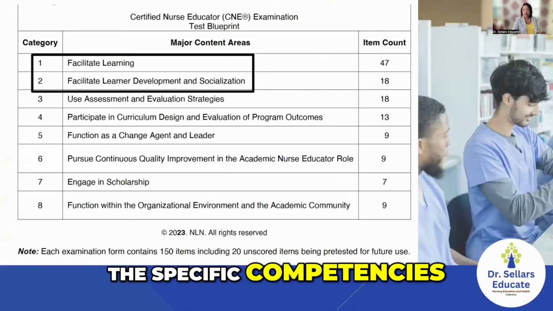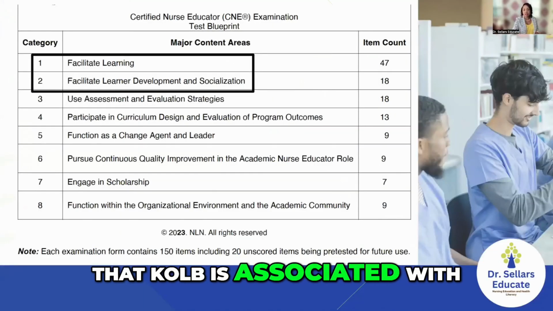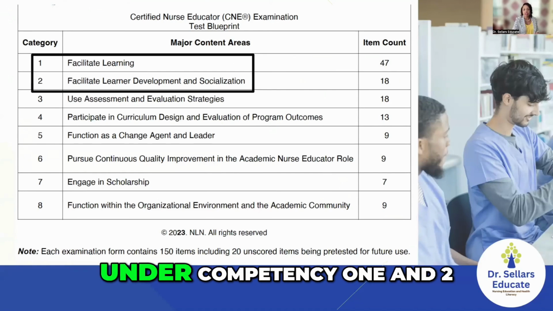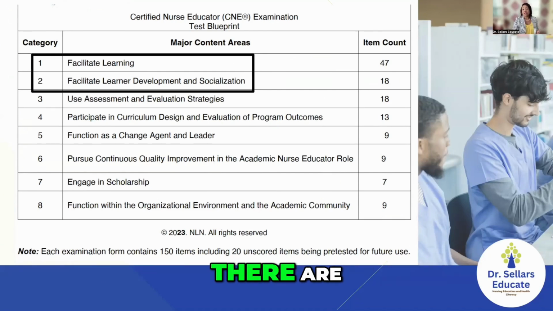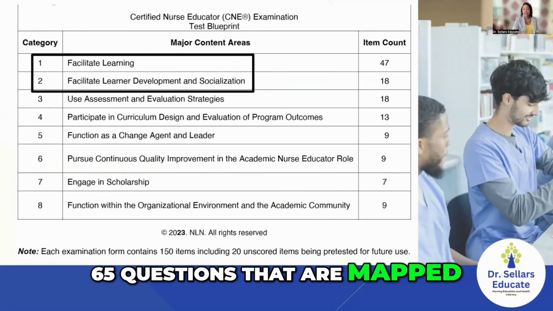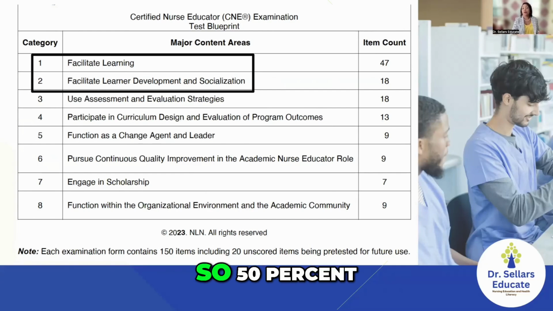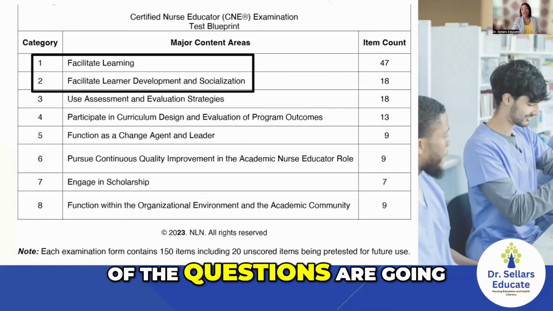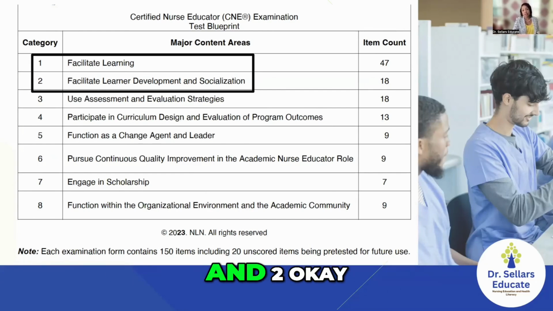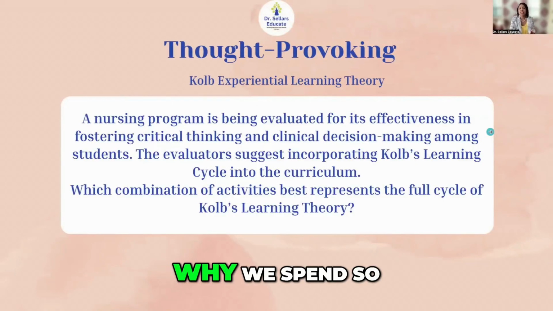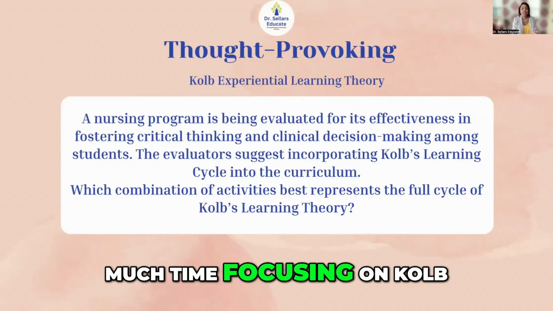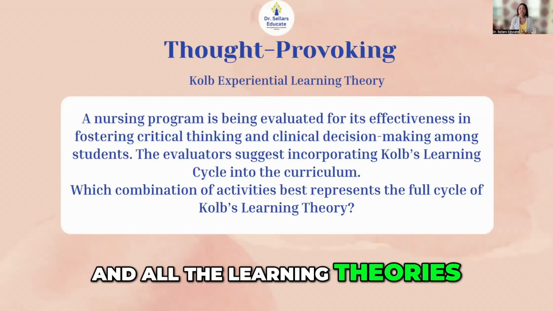The specific competencies that Kolb is associated with and aligned with really is under competency 1 and 2. There are 65 questions that are mapped to the exam. So 50% of the questions are going to be aligned with competency 1 and 2. Okay, so 65 questions overall.